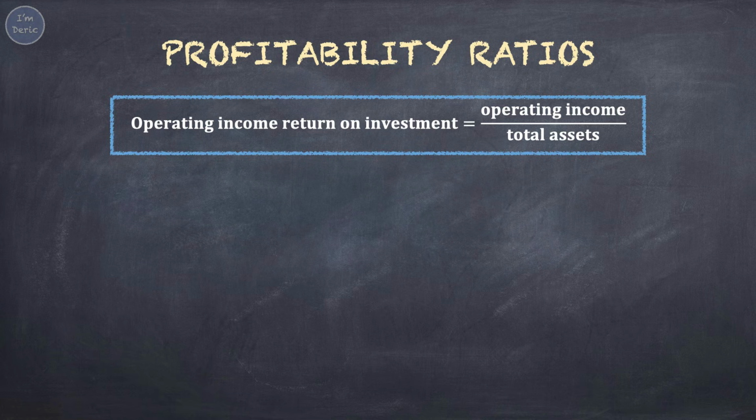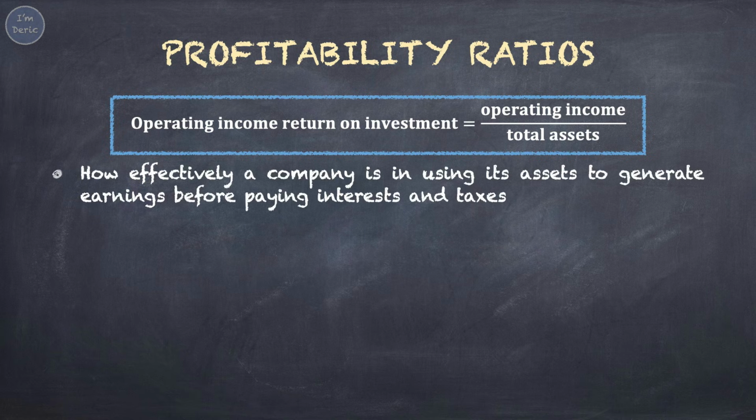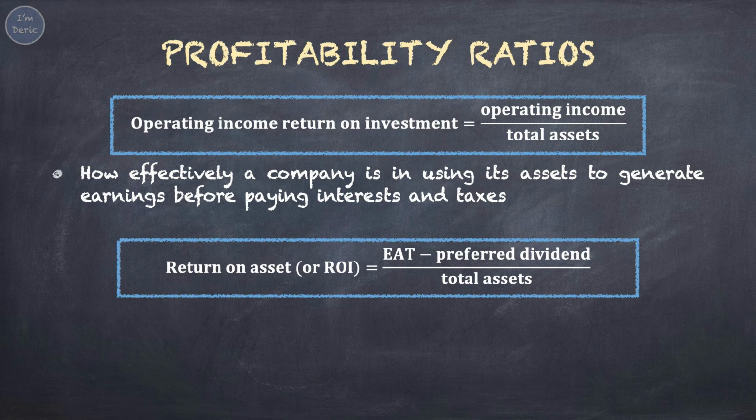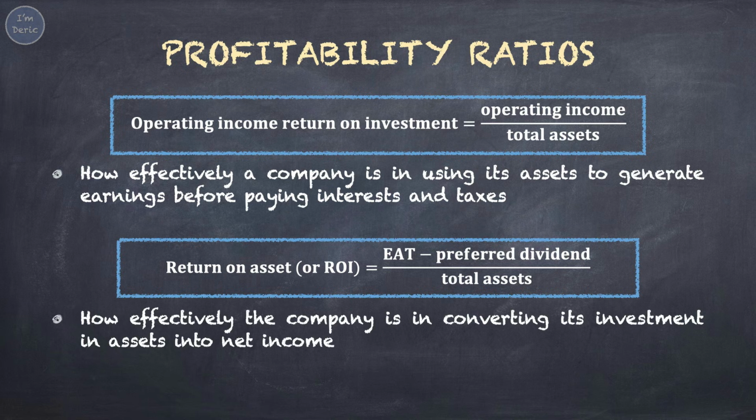Another profitability ratio is operating income return on investment, which is calculated by taking operating income over total assets. It measures how effectively a company is in using its assets to generate earnings before paying interests and taxes. Return on asset, ROA, is also called return on investment, ROI. It is calculated by taking EAT minus preferred dividend over total assets. It measures how effectively the company is in converting its asset investment into net income.